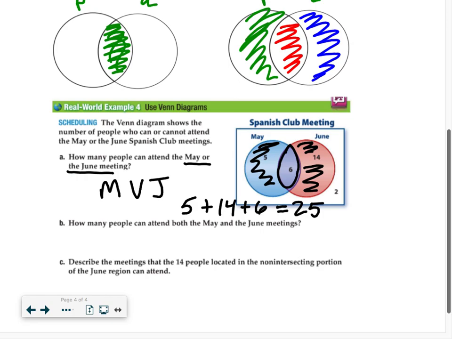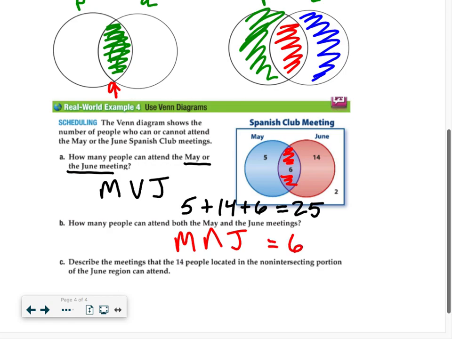Okay. Next one, we're looking at May and June. How many can do both? So we're looking at the AND here. The AND is the intersection of the two. So this is just 6 people.